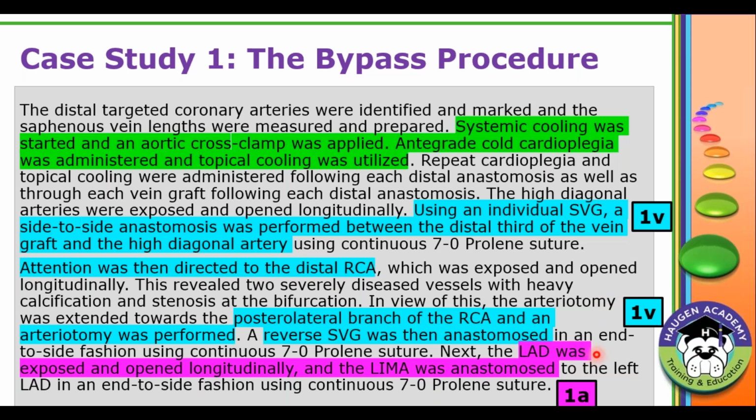And then in this nice fuchsia color, the LAD was exposed and opened longitudinally, and the LIMA was anastomosed. And there is our arterial graft. So we have 1, 2, 3 grafts, just like he said in the procedure header.